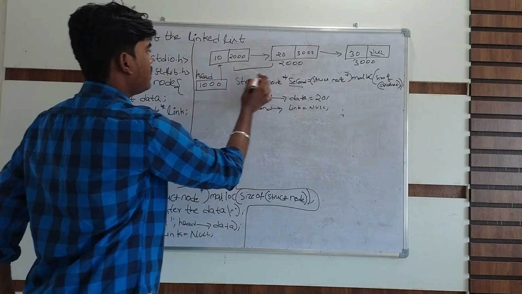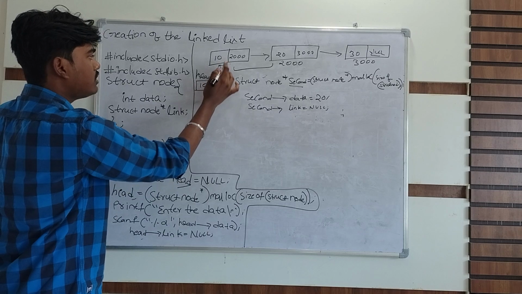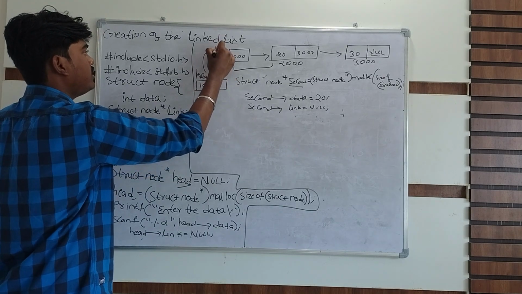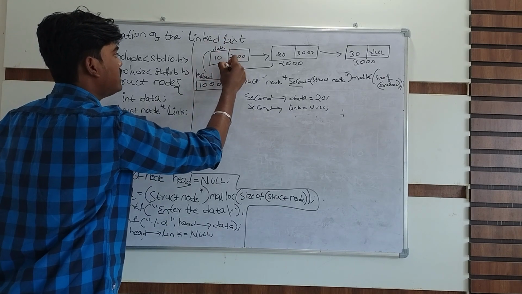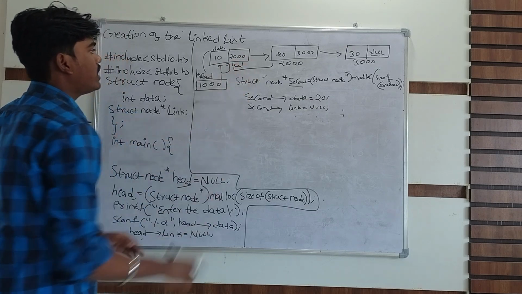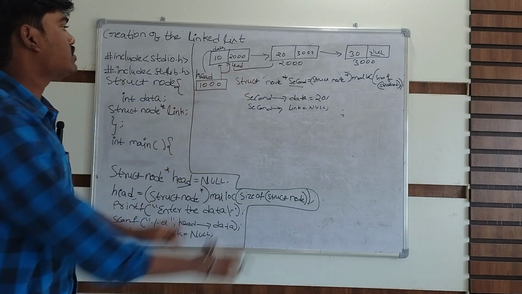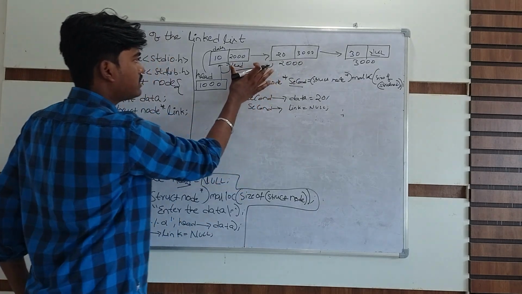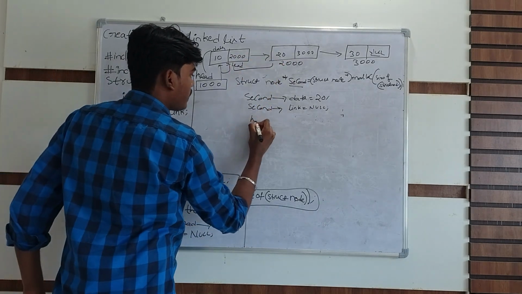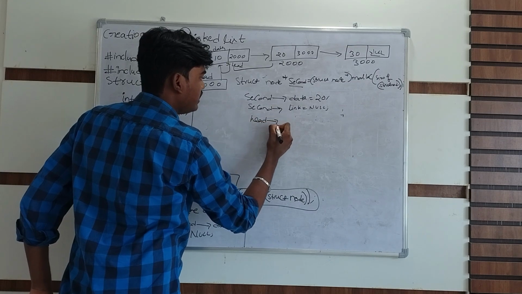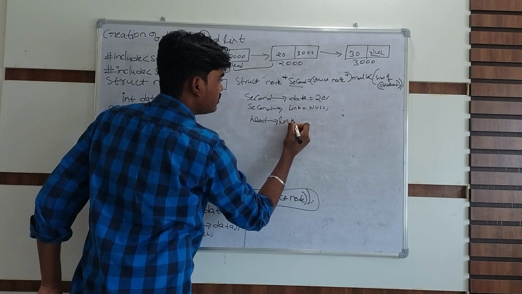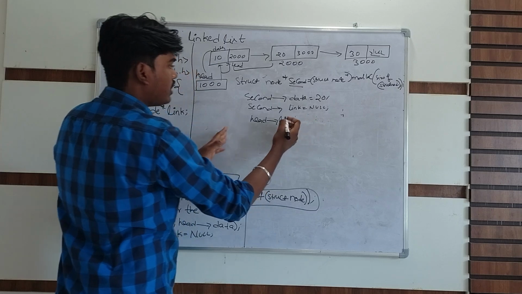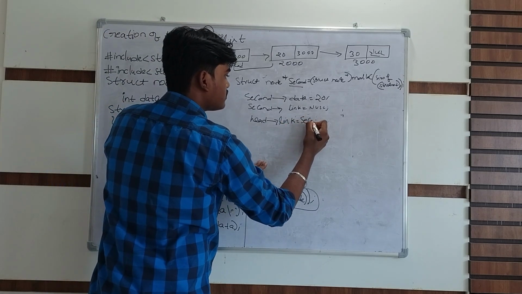How are we linking? We are linking head. This is head data. This is head link. So we are storing the second node address in the head link. So we have to connect these both. How are we connecting? Head link is equal to second node address.